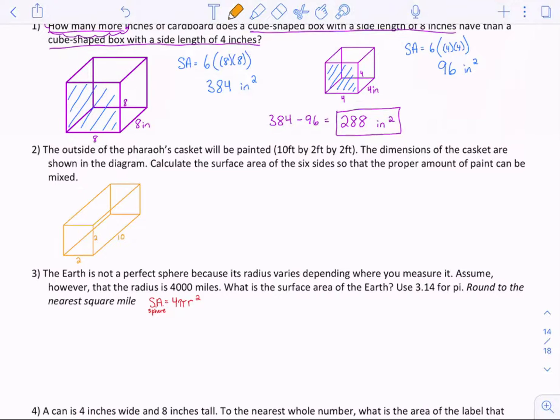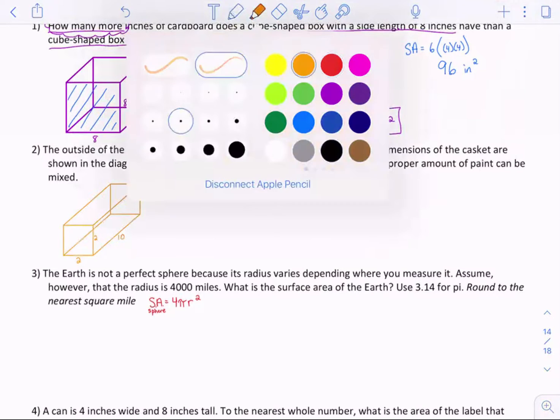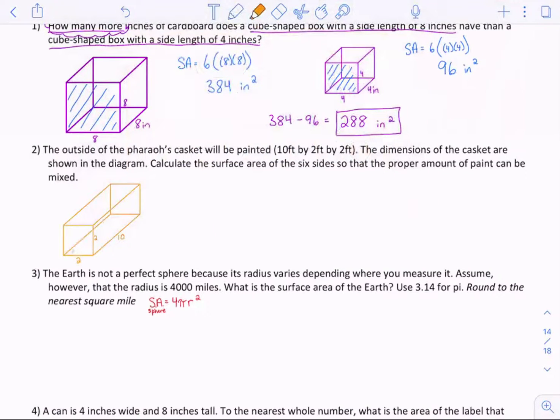So again, let's not make the mistake of thinking that we're finding volume. We're not going to multiply 2 times 2 times 10 because we're painting the casket. When you paint something, you're painting the outside, so that's surface area. So you know what I like to think, Miss Murphy? I like to just start with like the bottom and the top, because I know those are the same in this picture. So I'm going to say the bottom and the top.